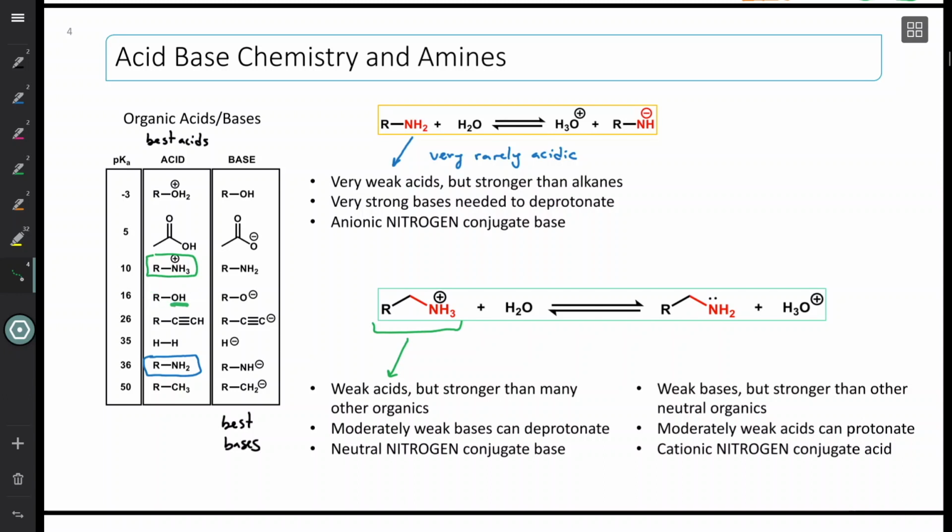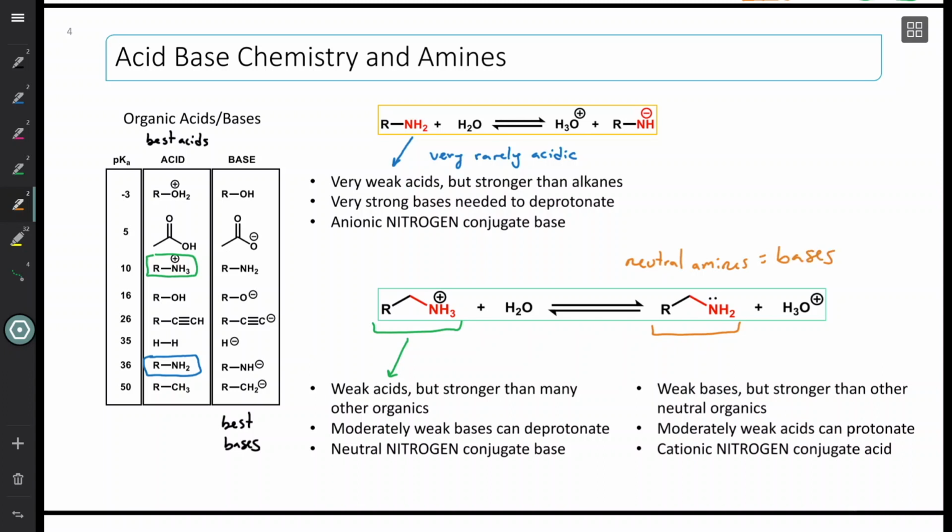The OH doesn't really want to go to the O-, but here, because you're going from the NH3+ to a neutral structure, a neutral conjugate base, that's actually a stable conjugate base. So this is an okay acid. And finally, actual neutral amines, right? So neutral amines almost always are bases.